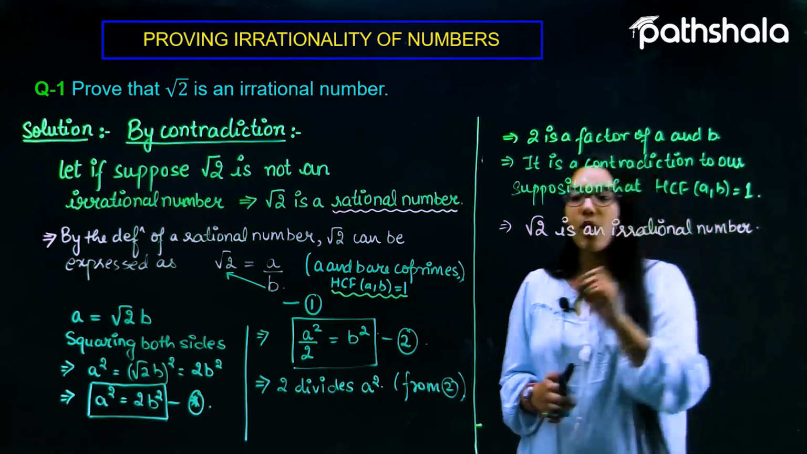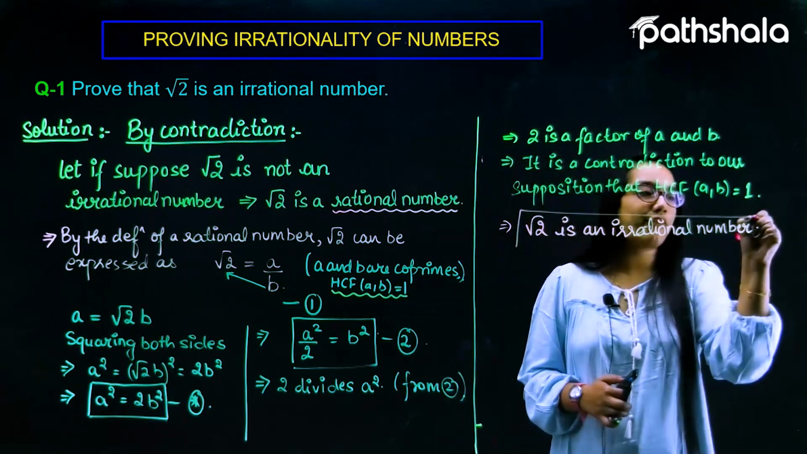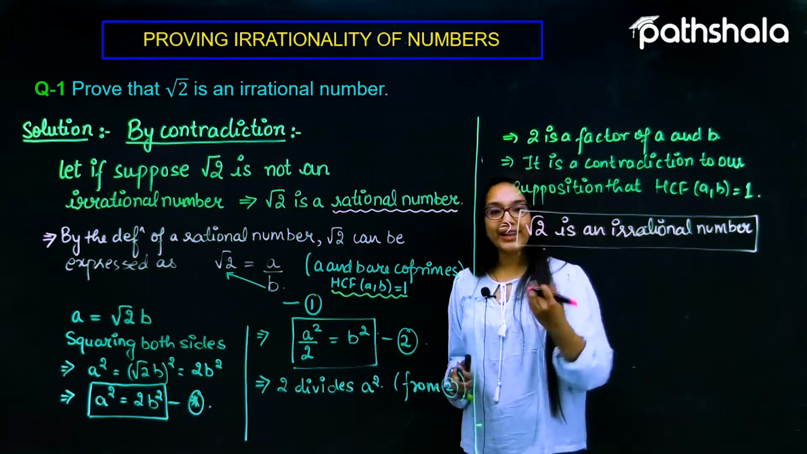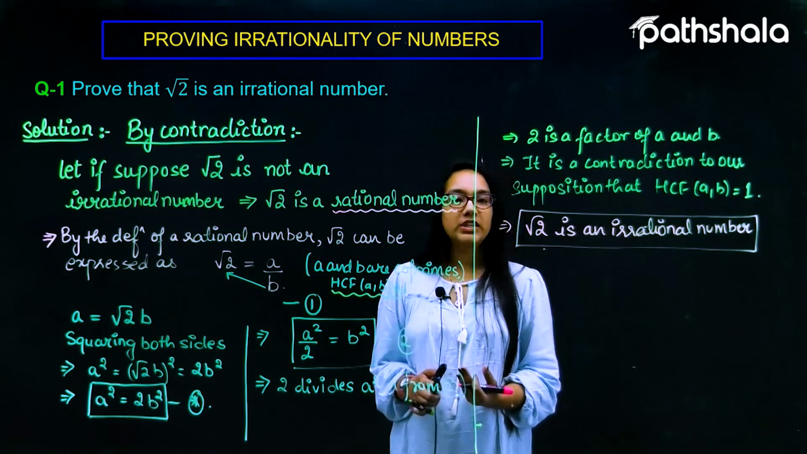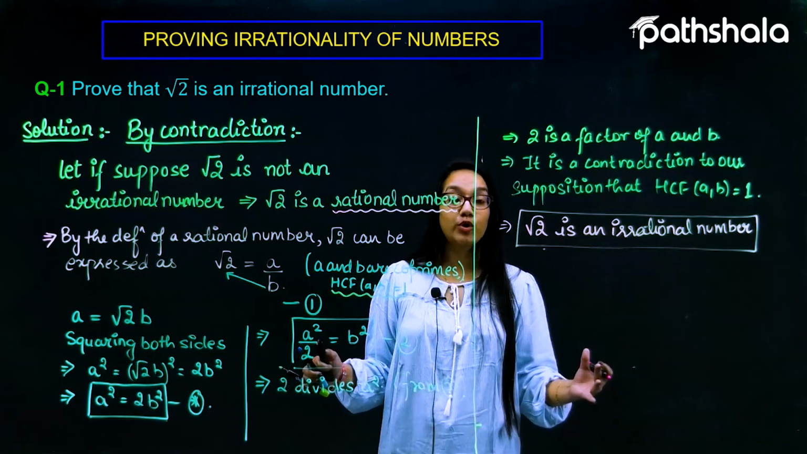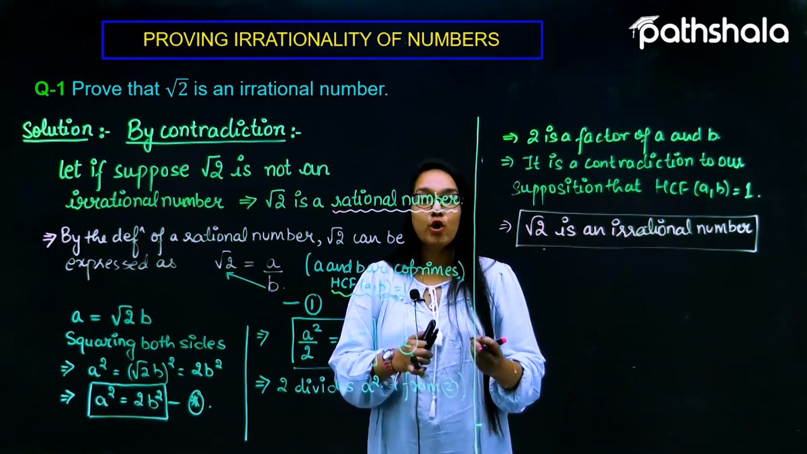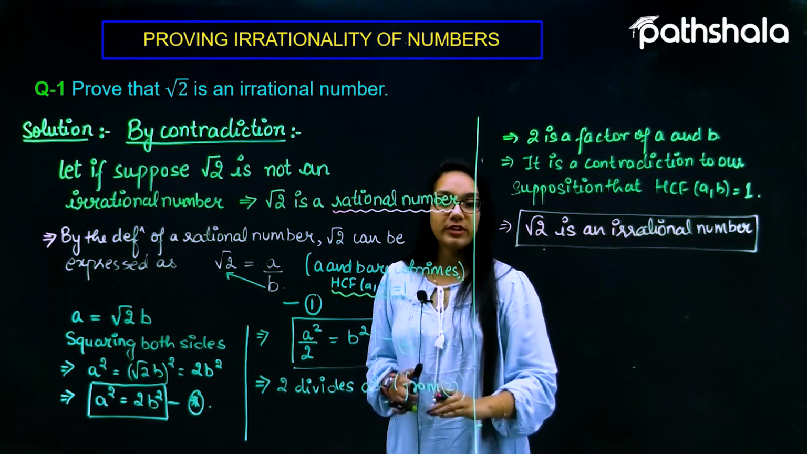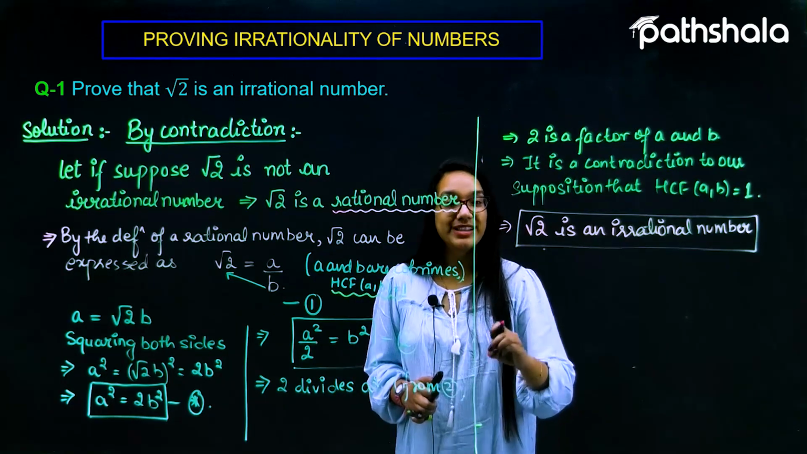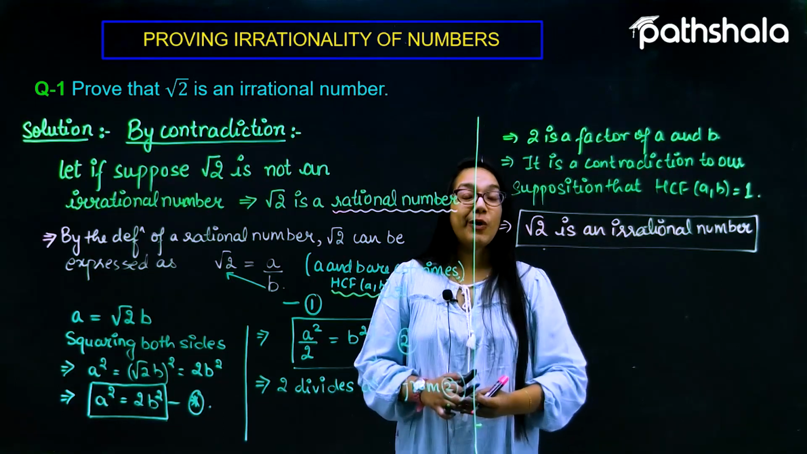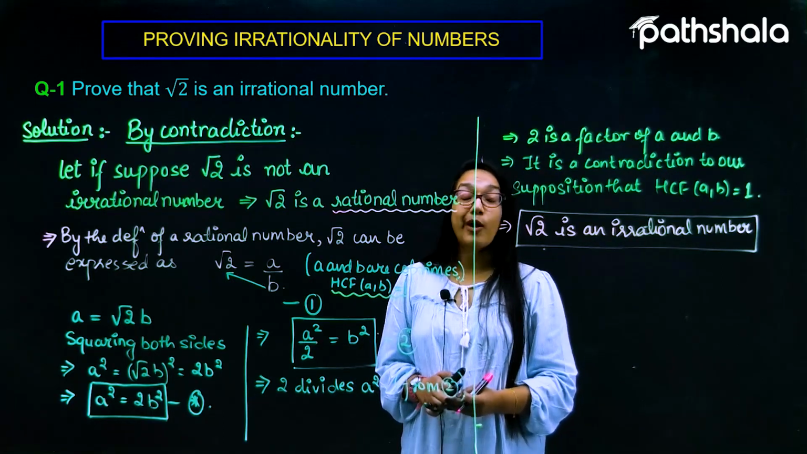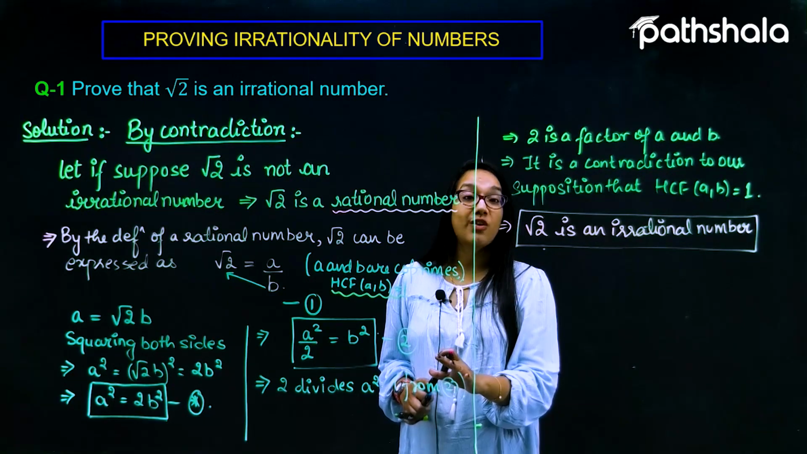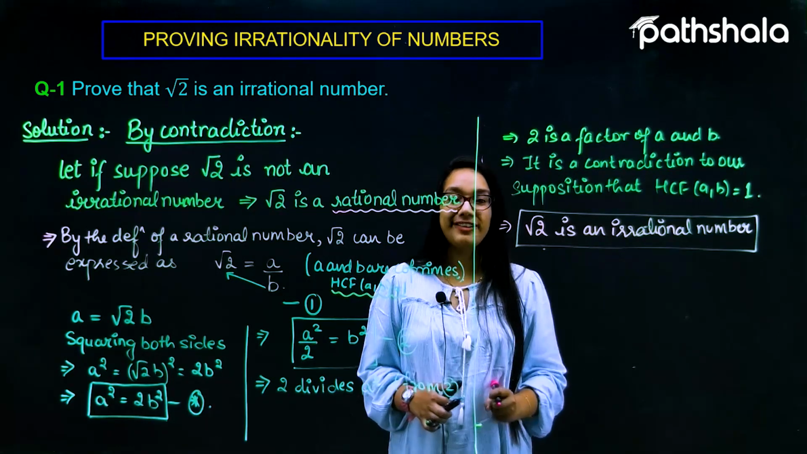So this is all about proving the irrationality of a number using the method of contradiction. If we want to prove the irrationality of square root 2, square root 3, square root 5 and so on, we have to follow the method of contradiction, and using each and every step we can prove the irrationality of the number. I hope this whole process of proving the irrationality of square root 2 is clear to you. So let's move on further and try another question.